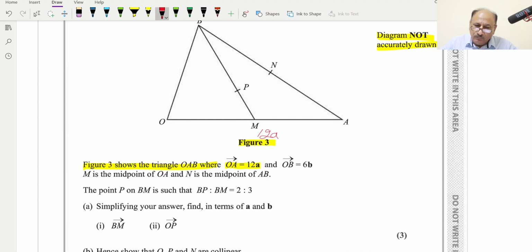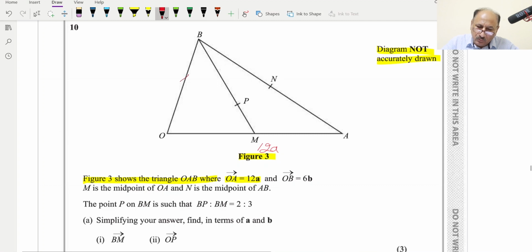So OB is this one, OA is this direction. OB is 6b, this side is 6b. This is the information they have provided. And then M is the midpoint of OA. So M is the midpoint, total is 12a, so this portion will be 6a and this portion will also be 6a.